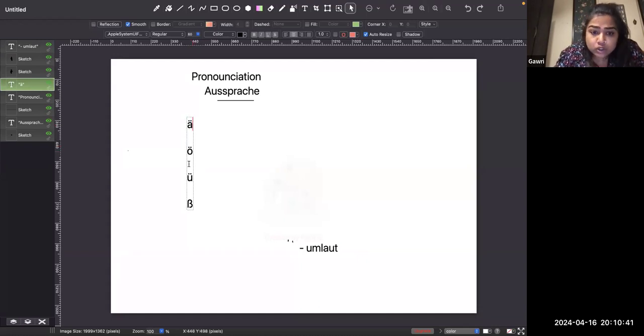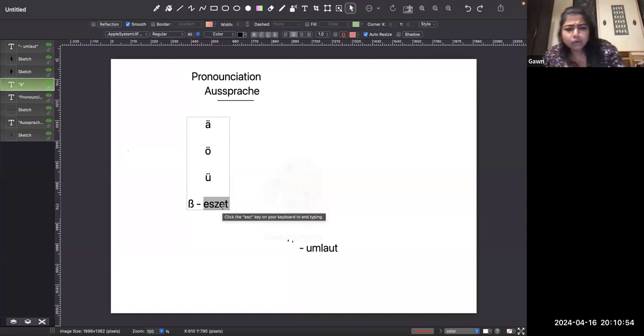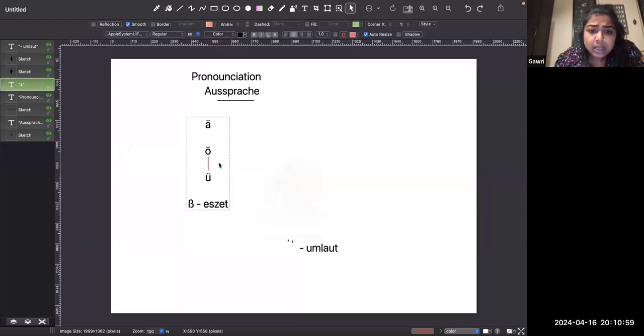And this beta sign that you see here at the end, this beta sign is called S set. That is the name of this alphabet. You can write it down, then we will discuss it. First of all, just write it down. Genau. So these are the 4 additional alphabets in German. In German, we have a total of 30 alphabets, 26 normal alphabets A to Z, and these 4 additional alphabets.